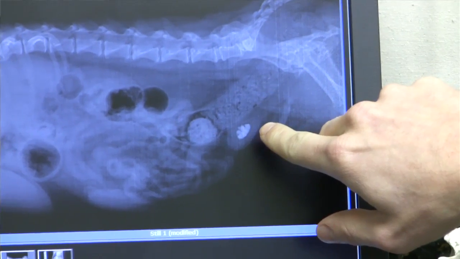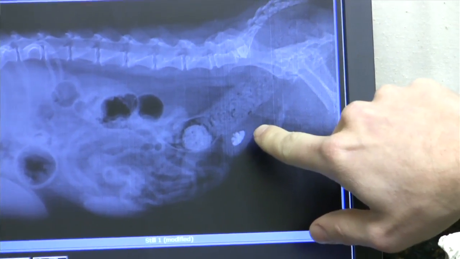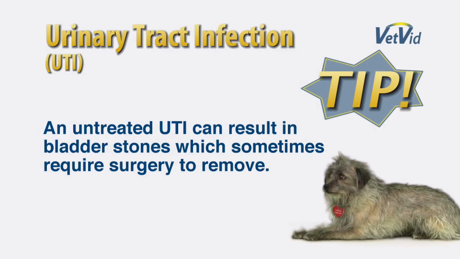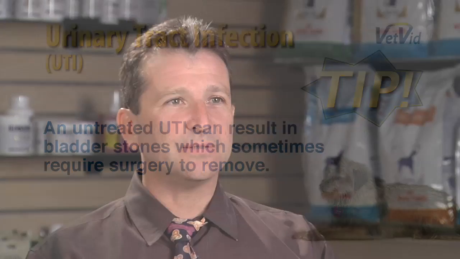These crystals can be very irritating to the bladder, and when many crystals form together, they can result in bladder stones. And often it is necessary to remove these stones via surgery. And also this infection can then possibly migrate up into the kidneys and result in a kidney infection, which is a lot more serious and dangerous than a bladder infection. If you treat the infection early, we can avoid this from happening.